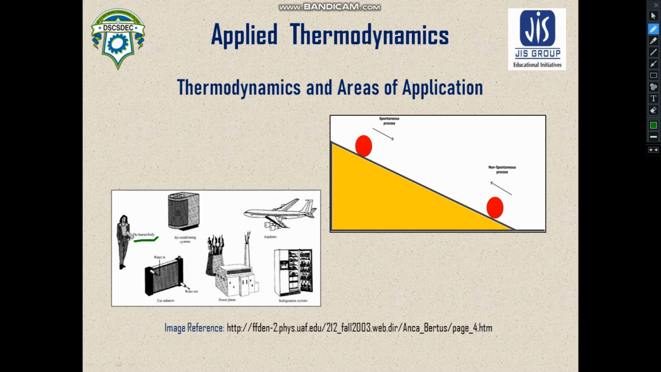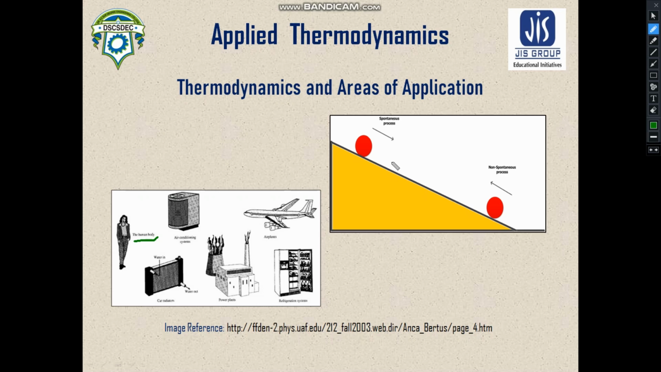And there is a very important thing which we must consider, that is the nature of processes. There are some processes which occur naturally or spontaneously, like water always flows from high elevation to low elevation, like a river flows from high elevation to low elevation. Heat always flows from higher temperature to lower temperature. These are examples of spontaneous processes which occur in nature.